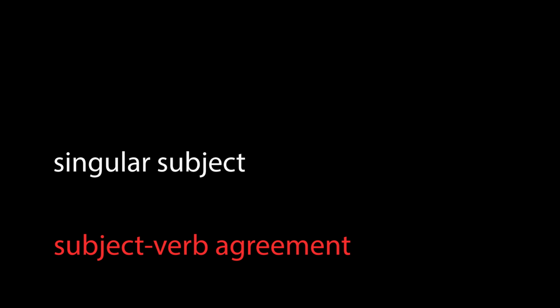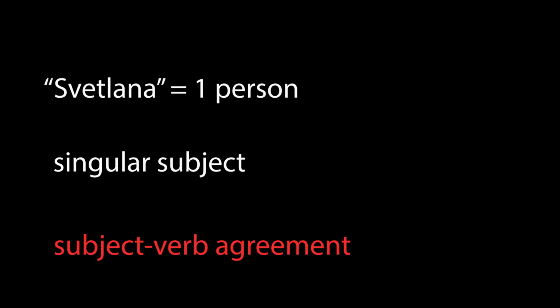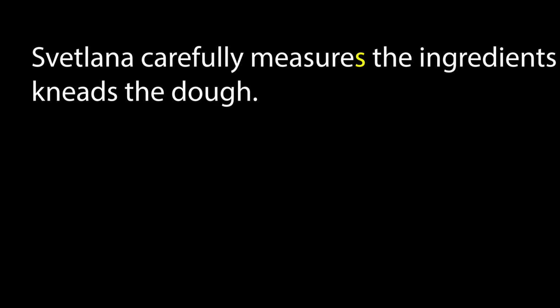Remember, if you have a singular subject, which in this case, Svetlana is one person, then the verb needs to have an S. It should say, Svetlana carefully measures the ingredients. Did that one slip by you? If not, you have a good eye. Okay, what else? There is something else missing.